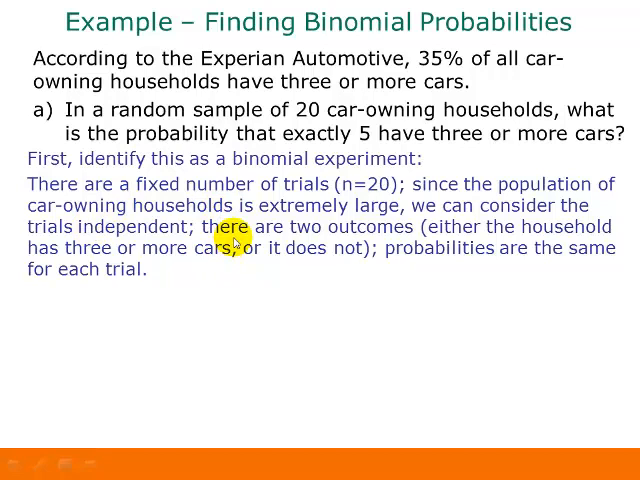And we do have 2 possible outcomes, and that is either the household has 3 or more cars or it doesn't. And our probabilities are going to be the same for each trial because we have this information that 35% of all car-owning households have 3 or more cars. Our probability of success on each trial would be 35%.